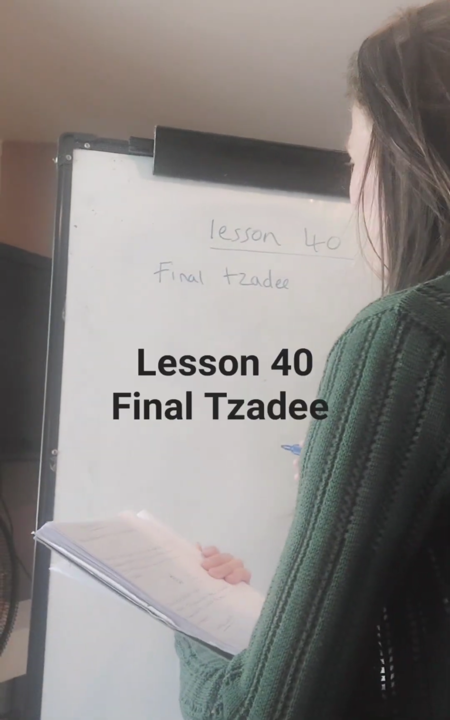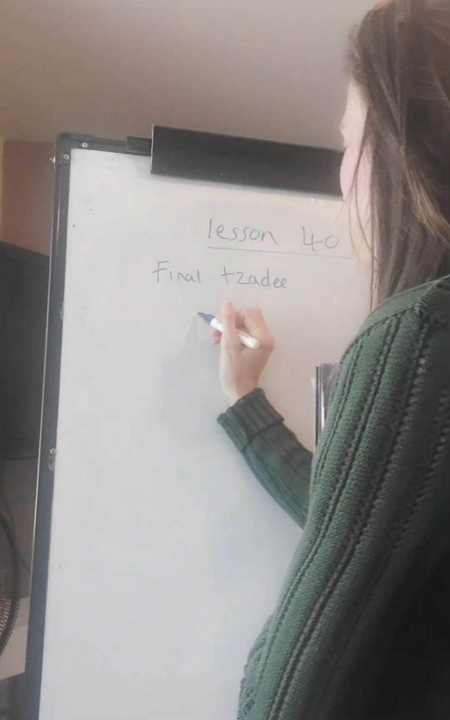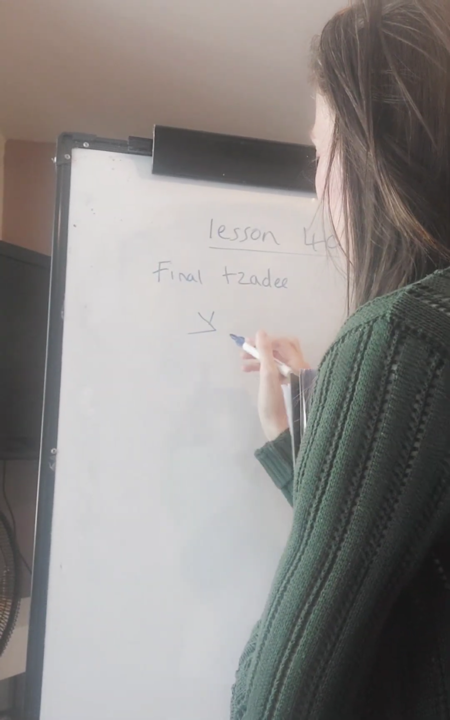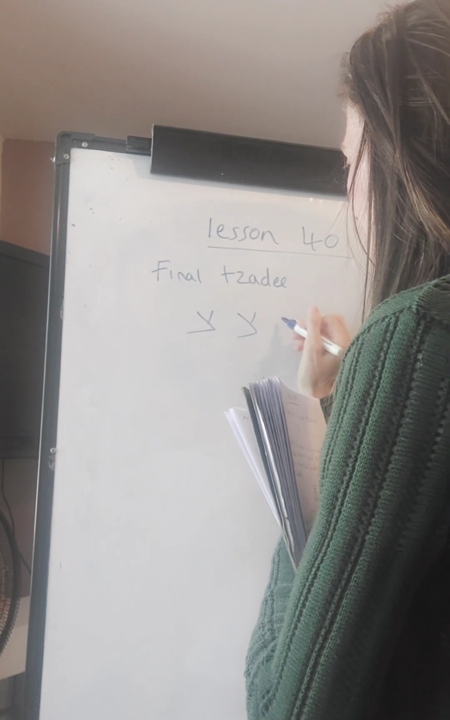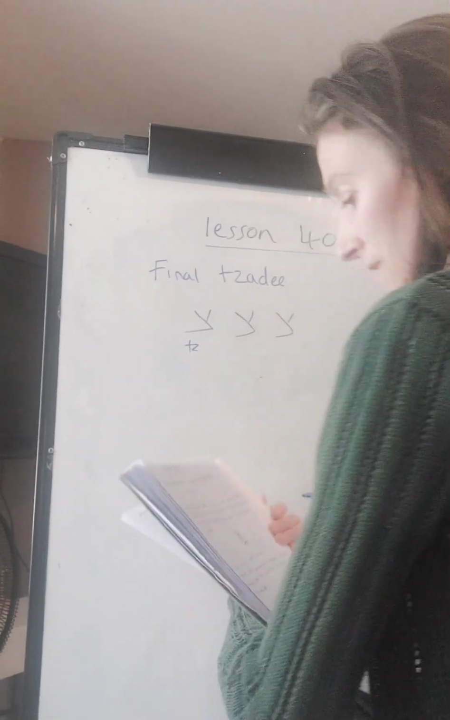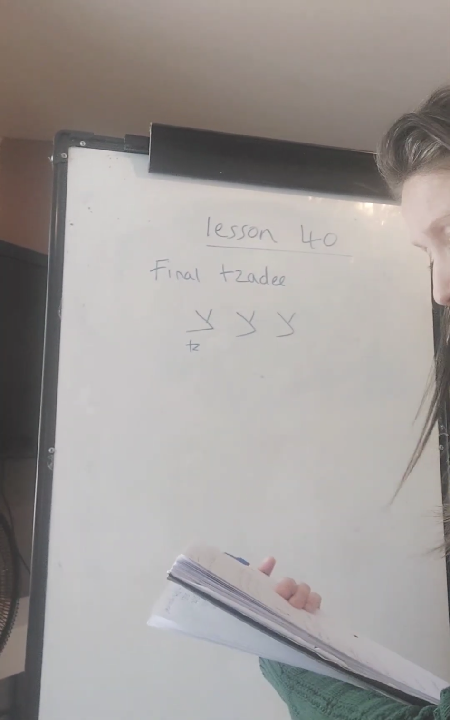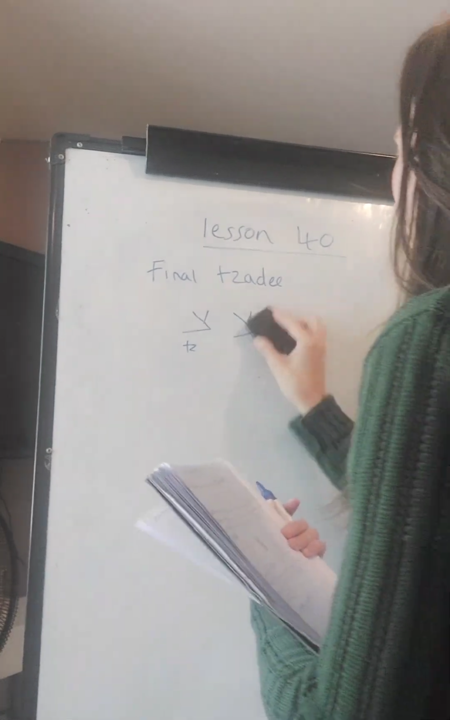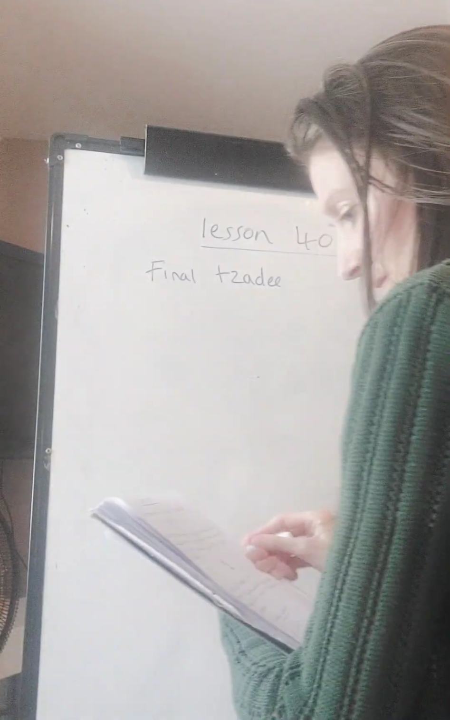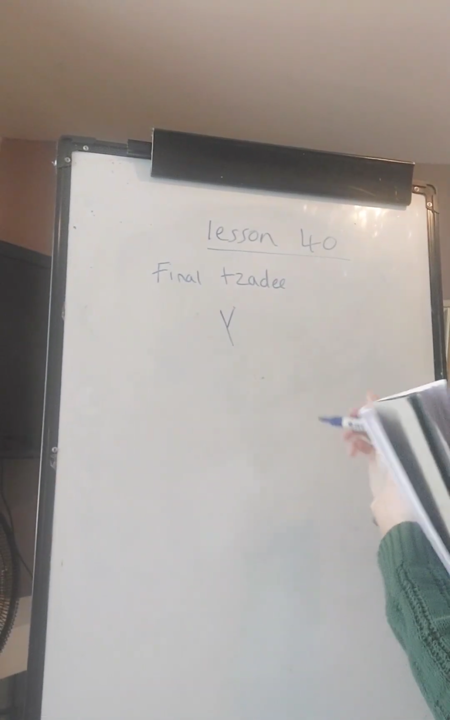So we're on lesson 40 and we're going to look at final tsadi today. If you remember, tsadi, which we did over previous lessons, looks like this and sounds as tus, but more like a za. So final tsadi is like this.